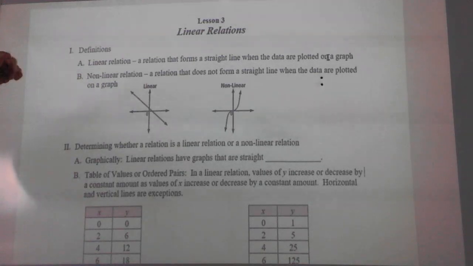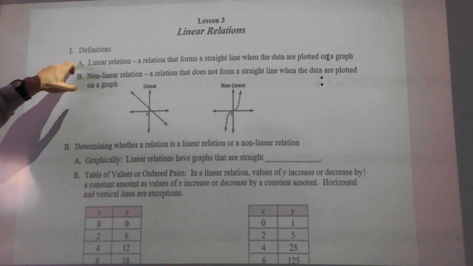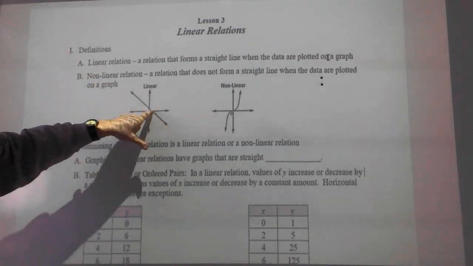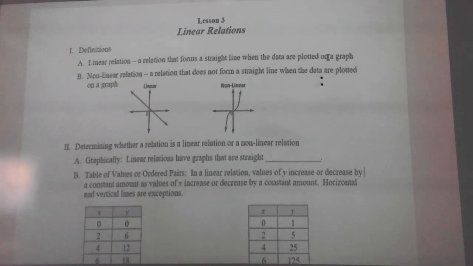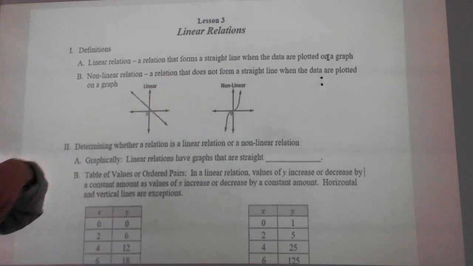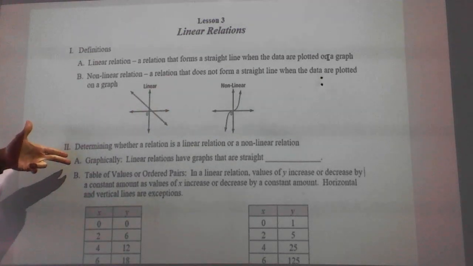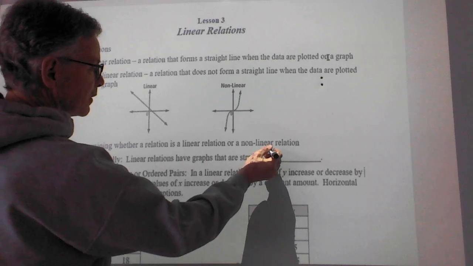Anyways, let's get started. So a linear relation is simply a relation that when you graph it, in other words, when you plot the ordered pairs, it forms a straight line when you join the points. Okay, so this one's linear, this one's not. So when you graph it, it's really easy to figure out whether or not you have a linear relation because you get a graph that's a straight line.